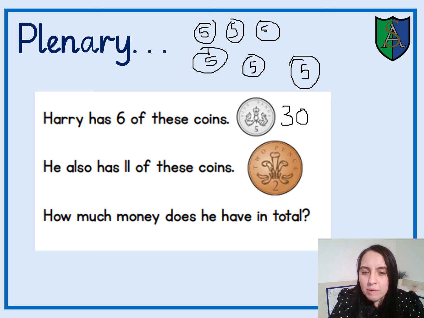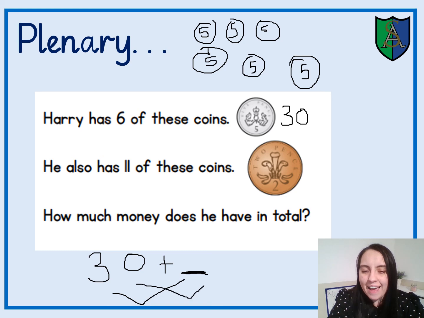Then I would draw out my 2 pence coins, my 11 2 pence coins, and count in my 2s to find the answer to that one. And then I would add my 2 amounts, so my 30 and the other one, the unknown value that I've not yet worked out for you for my 2 pence pieces. You would add those 2 amounts together using the triangle method maybe. And then you would find the answer. I will be very, very proud of you if you can work that out independently today. So have a little go, challenge yourselves, and I look forward to seeing your work a little bit later on.